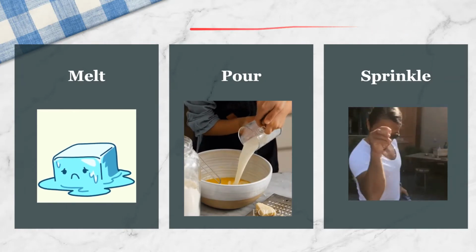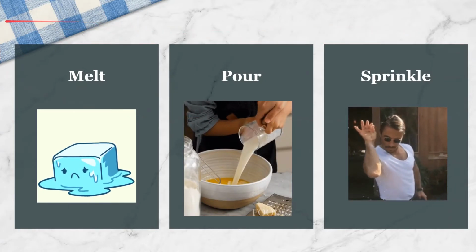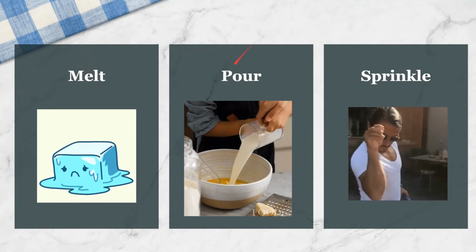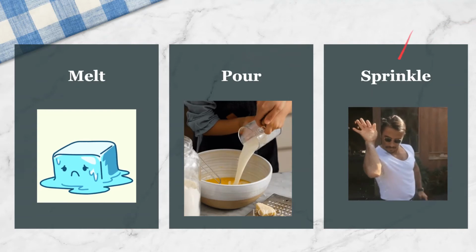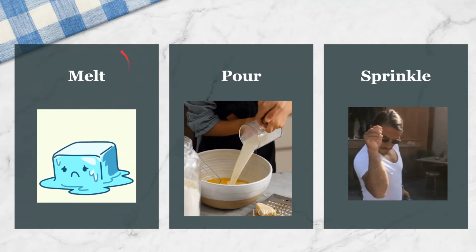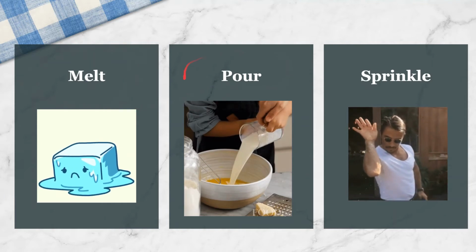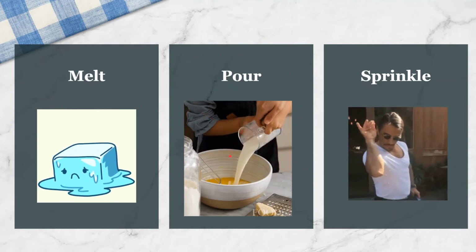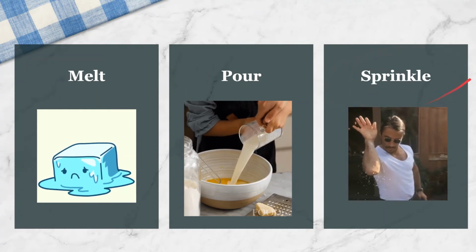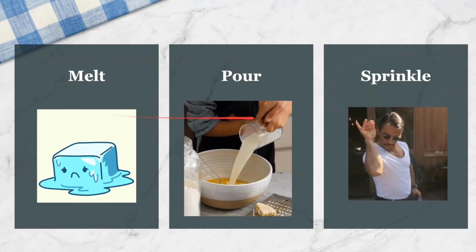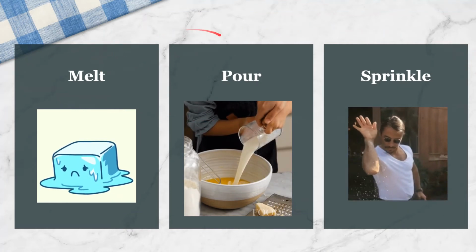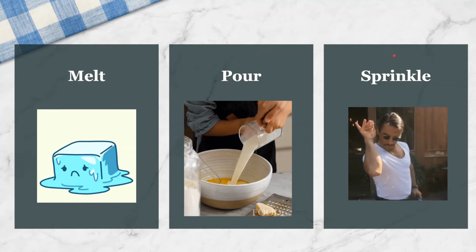Also, these are common words you will see in recipes. Melt, pour, and sprinkle. Melt the butter on low heat. Pour the milk into the mixture. Sprinkle green onions on top. These are also common verbs you will hear. Melt, pour, sprinkle.